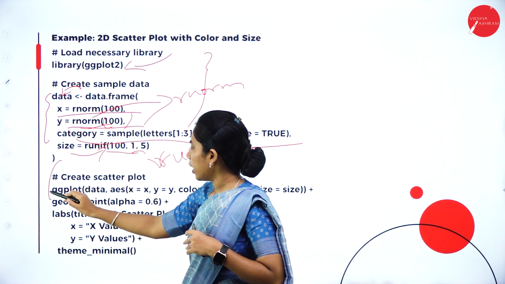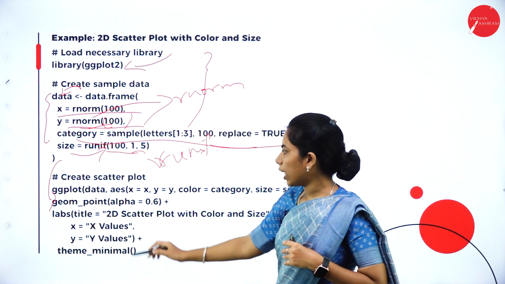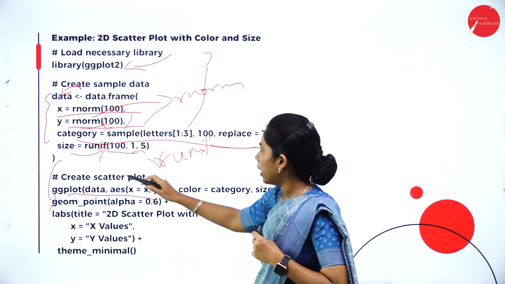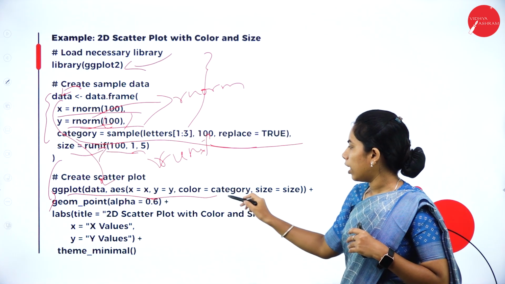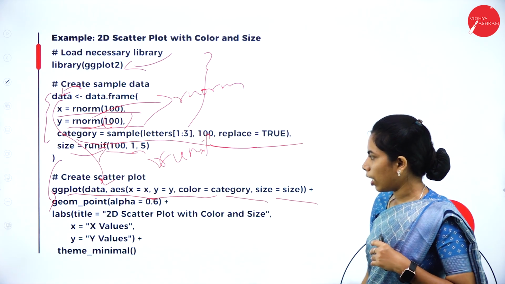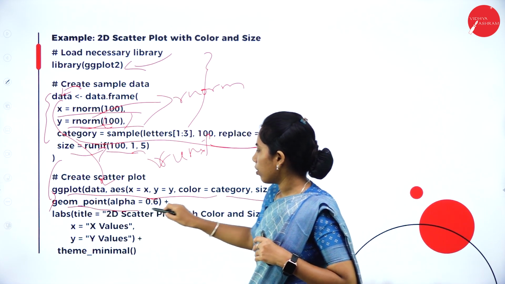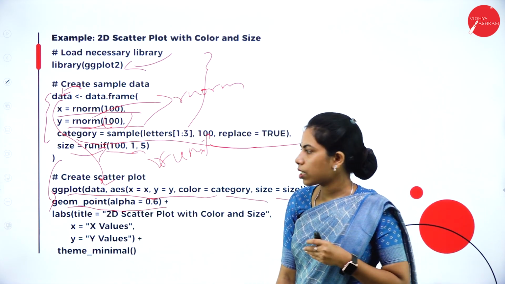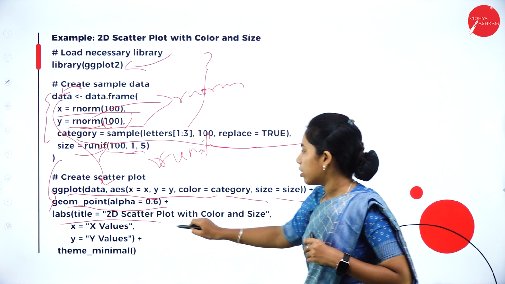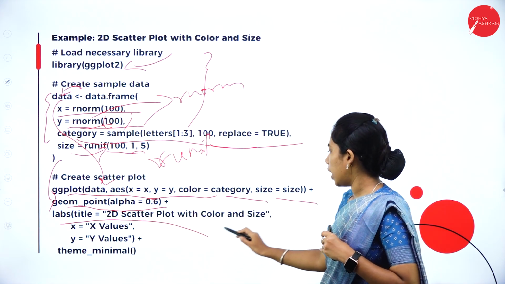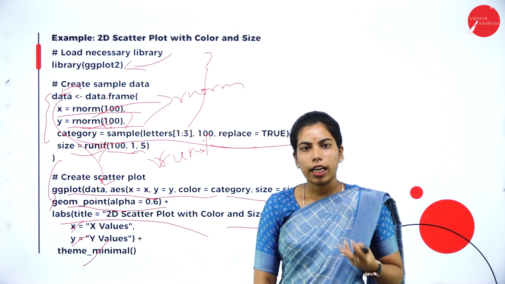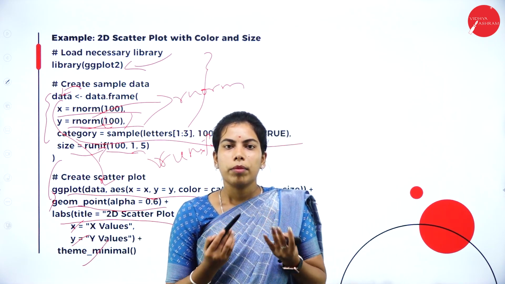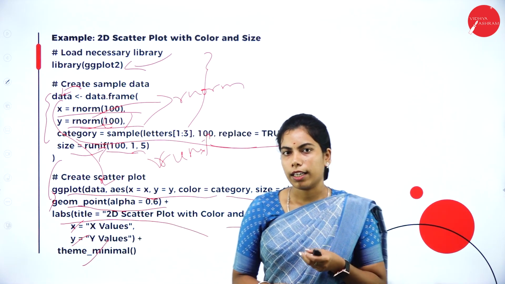And also again create a scatter plot using ggplot. Call the data here, for x-axis, y-axis, color is equal to category, size is equal to size, and geom_point with alpha 0.6. And also for labels, 2D scatter plot with colors and sizes, for x-axis, y-axis, and also theme again minimal. It uses a minimal theme for the graph background.